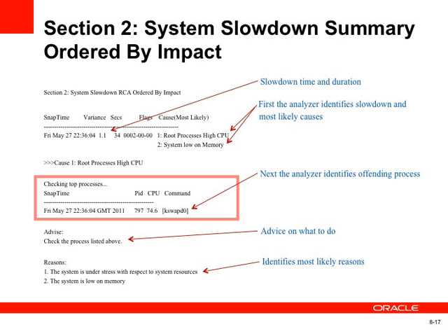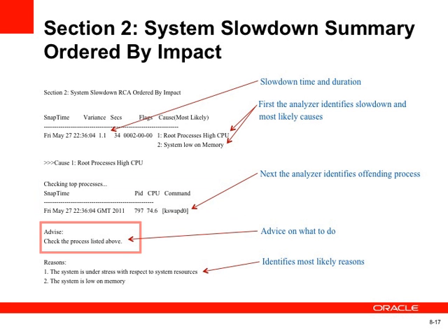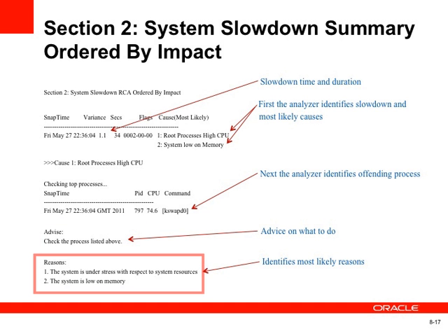The analyzer may or may not be able to identify root cause at the process level. In this case, the analyzer was able to identify the root cause of the slowdown. After identification, the analyzer gives advice on what you are to look for. In this case, it points back to the process identified above. After the advice section, the analyzer lists the most likely reasons for the slowdown. In this case, the analyzer has advised that the system is under stress due to contention for system resources, specifically memory. All slowdowns detected by the analyzer identified in this section are ordered by the most significant impact on the system. The impact causing the greatest slowdown will be listed first, followed by any other slowdowns.